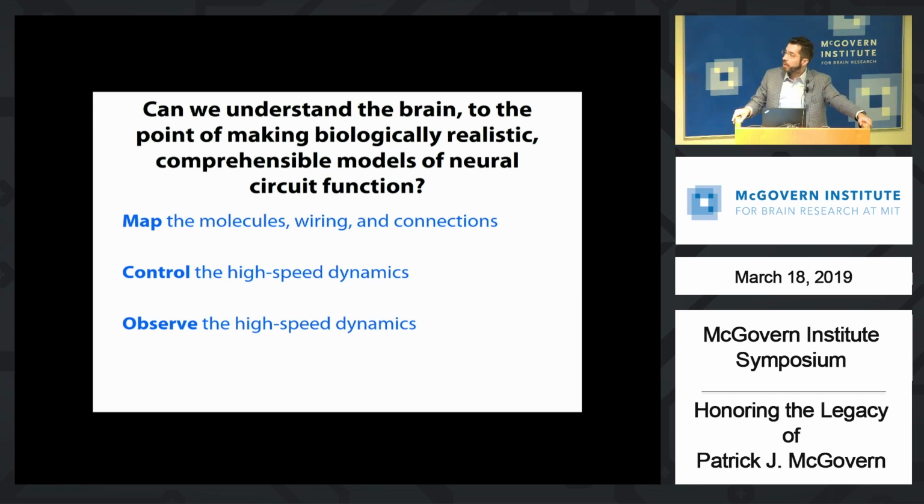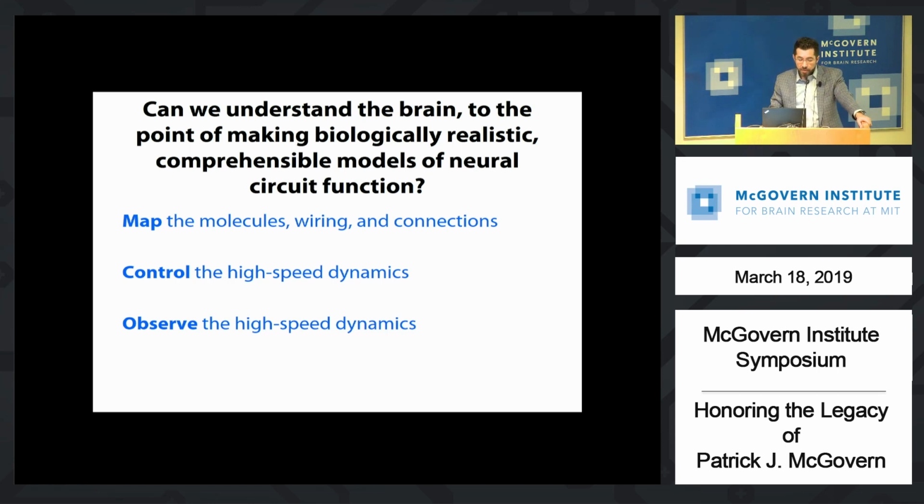And then finally, the top part there in the blue, map the molecules and wires and synthesize these data sets into models of how brain circuits operate. My dream is that these models could be someday biologically realistic and human understandable. Of course, there's no guarantee of the latter, but we are optimists in science.